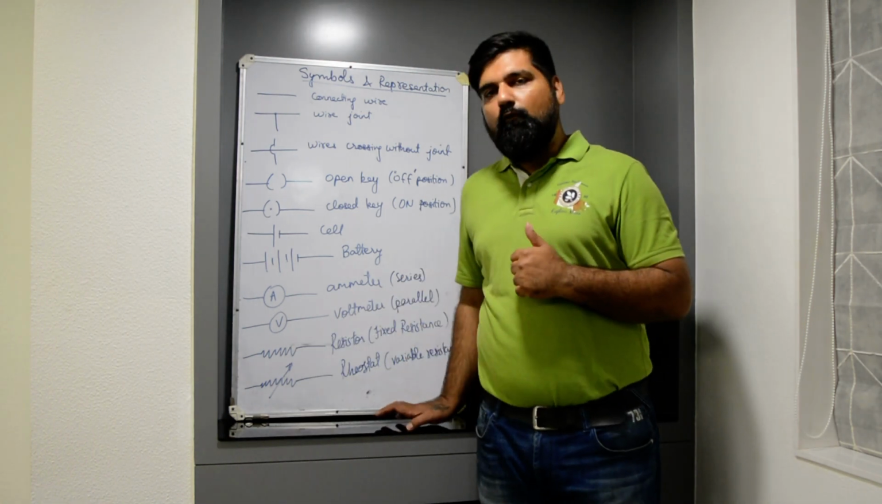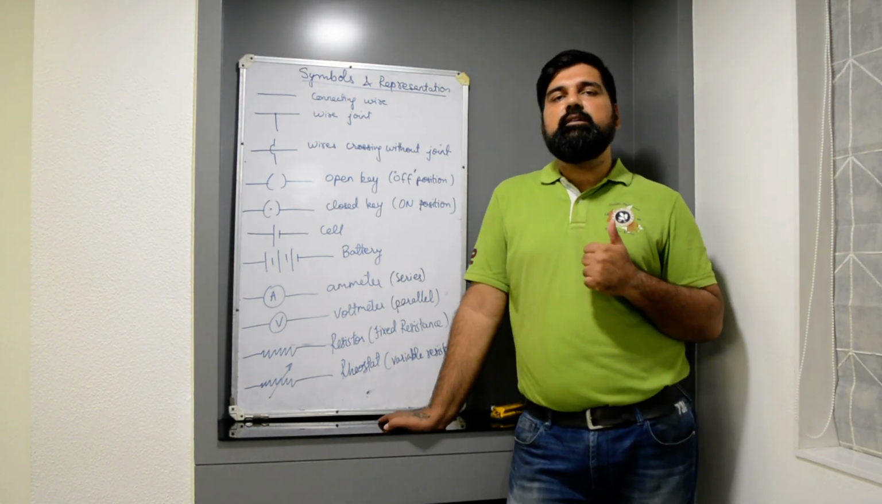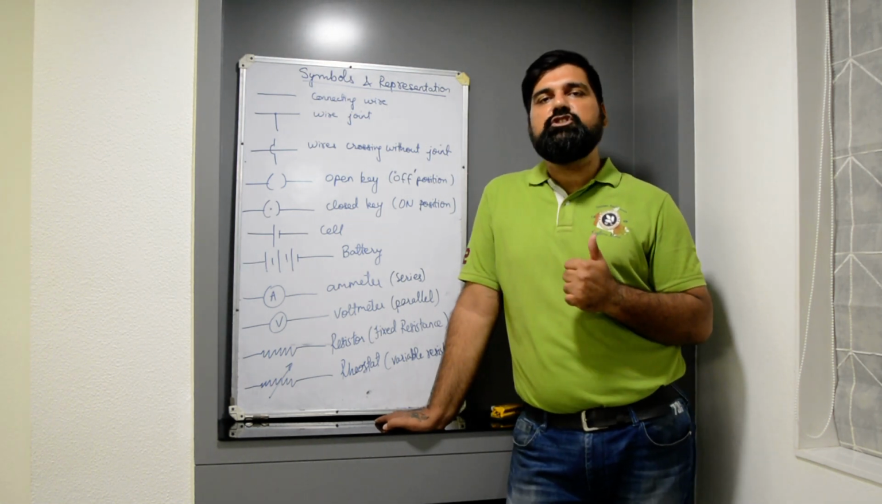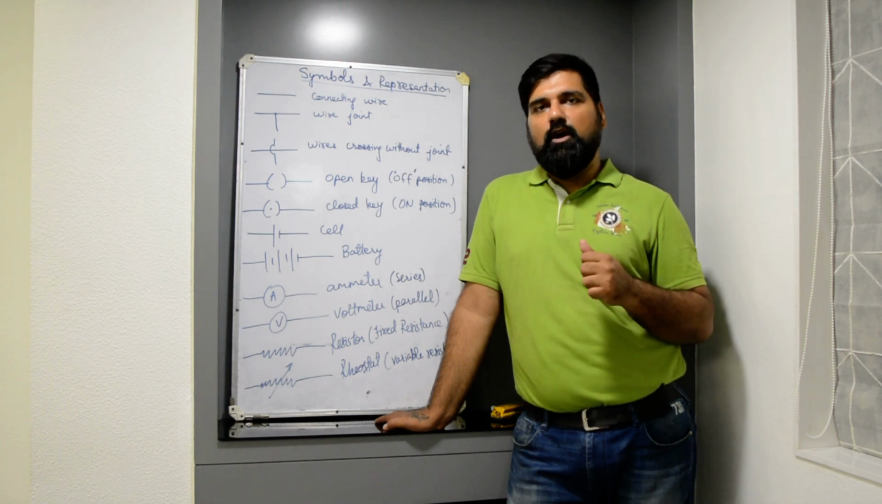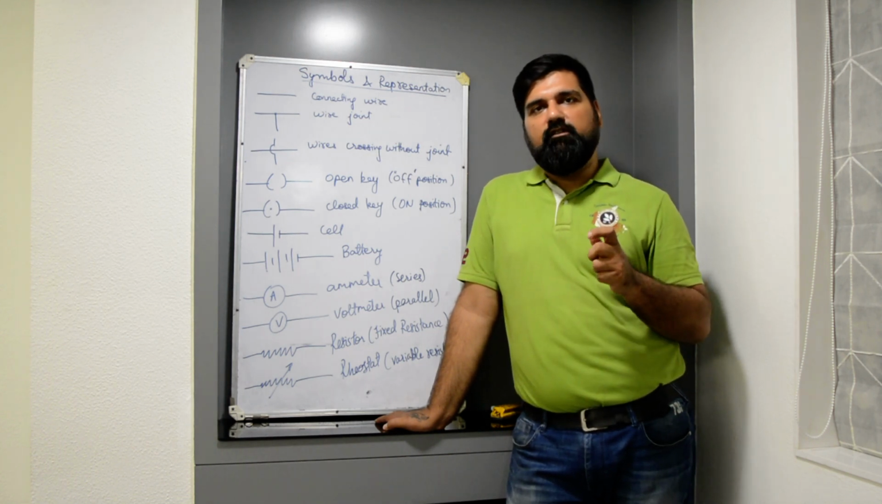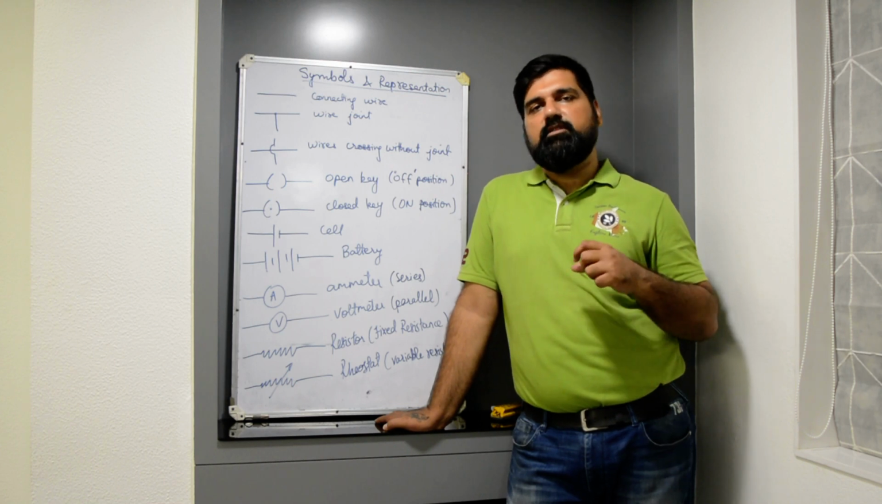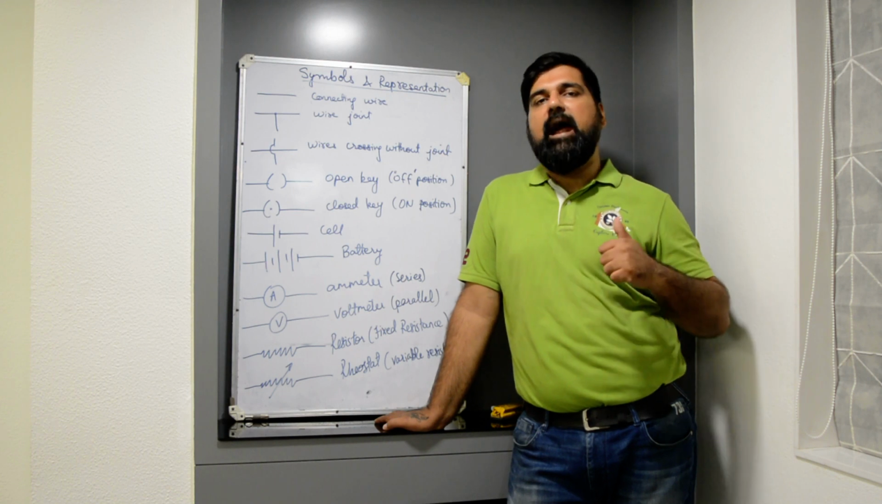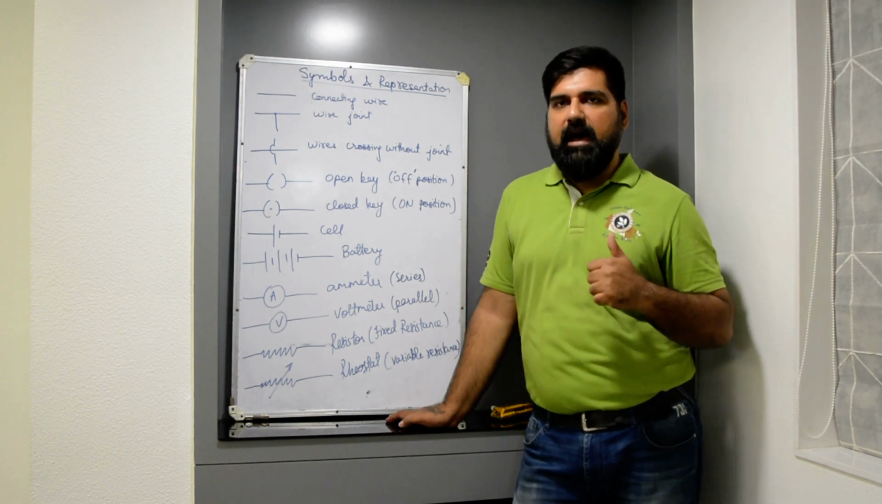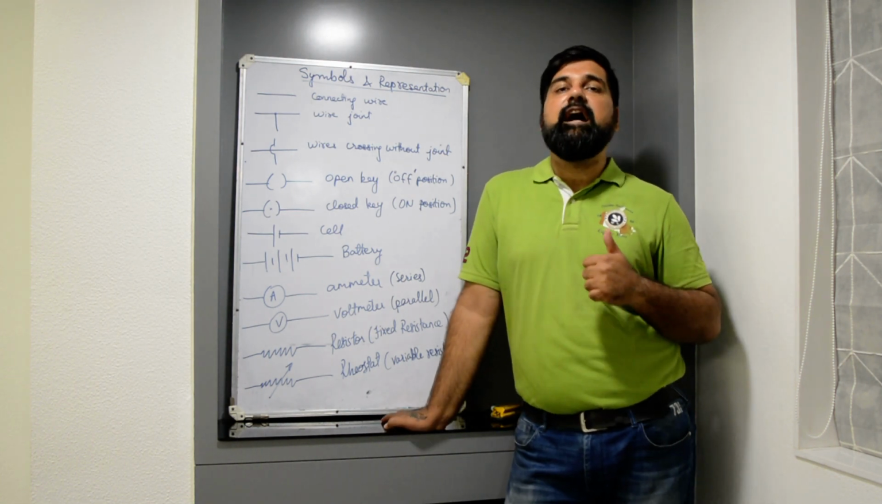Then voltmeter. Voltmeter is a device which is used to detect potential difference across a circuit or across a device. So if you want to detect what is the potential difference across a device or across a circuit, we use a device which is known as voltmeter. It is connected in parallel. And it has very high resistance.